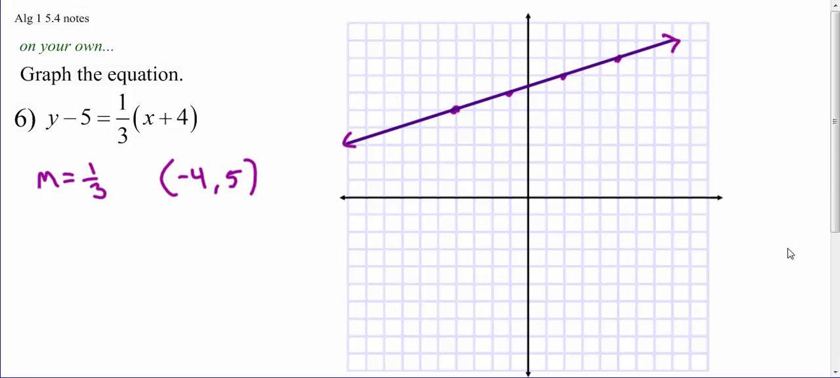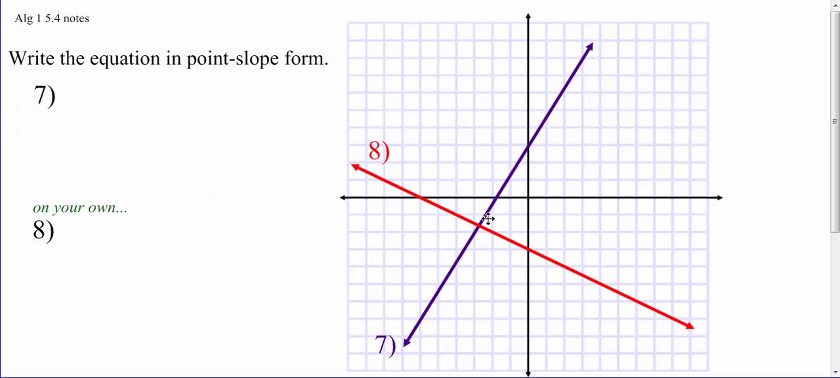All right, you can see my work again here. We have a slope of 1/3, and we go through the point negative 4 and 5. Again, I'm just pulling that information right out of the equation and plugging it in so that I have a graph. All right, let's take a look at these next two.